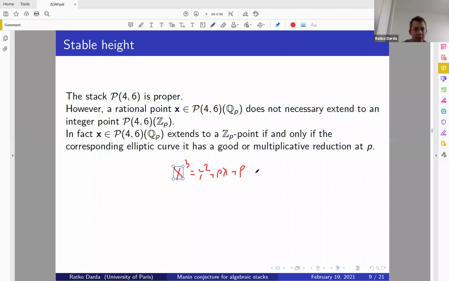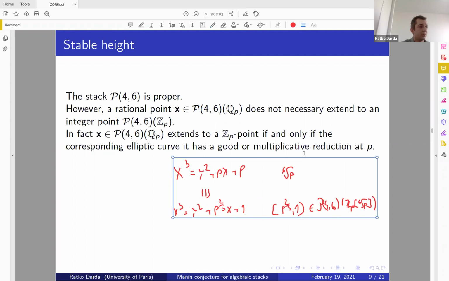We know that every elliptic curve will acquire semi-stable reduction after we increase the field. So here we can add the 6th root of P. This is going to be isomorphic to x cubed equal to y squared plus P to the 3x plus 1. I have multiplied by P to the power minus 1/6, and I get this. And indeed, this point is a point of P46 of ZP with the 6th root of P.